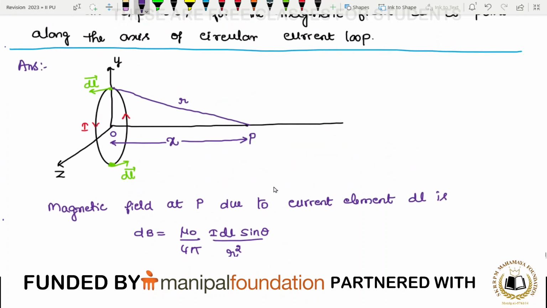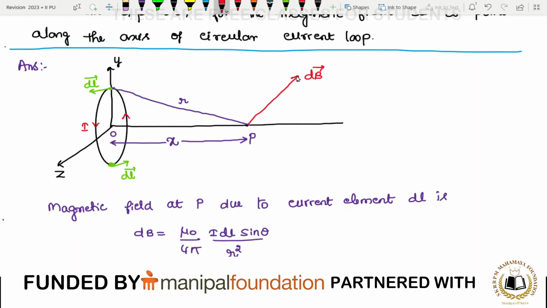Now, what is the direction of that magnetic field? I'll show in some other color. So, I'll show like this. Magnetic field in this direction. This is dB vector. Now this r and this dB both are perpendicular to each other. So keep that in mind. This dB comes somewhere here. This dB and that r both are perpendicular to each other.